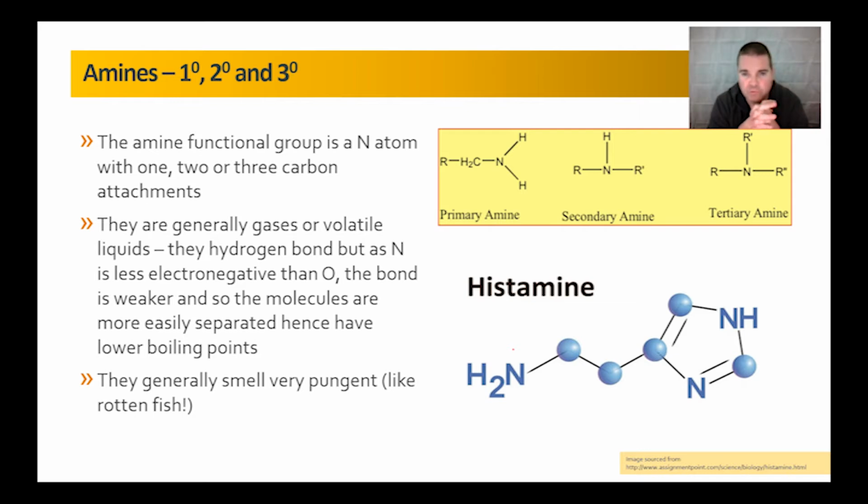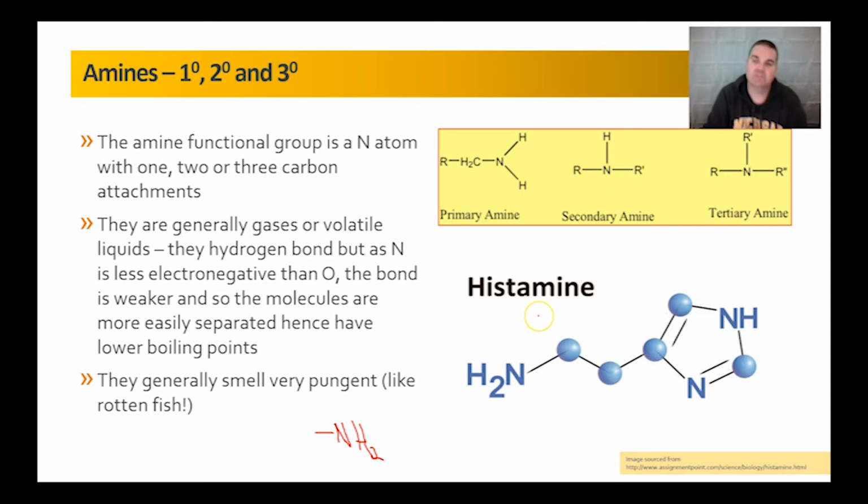So the amine functional group is actually a nitrogen atom. Now, quite often what you'll see people drawing an amine functional group is like this. Okay, that's actually a primary amine, NH2. So the functional group of an amine is a nitrogen. In a primary amine here, we've got 2 hydrogens attached to the nitrogen. Here in a secondary amine, we've got 1 hydrogen attached to the nitrogen. In a tertiary amine, there's no hydrogens attached.